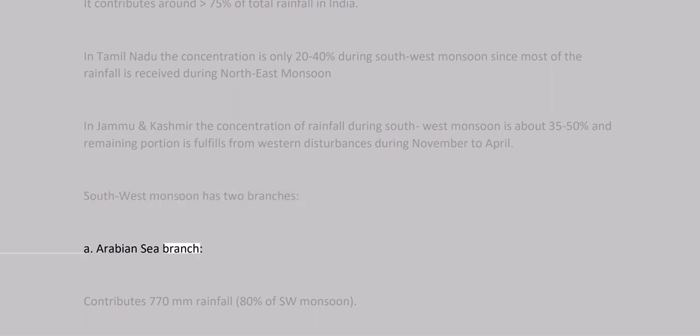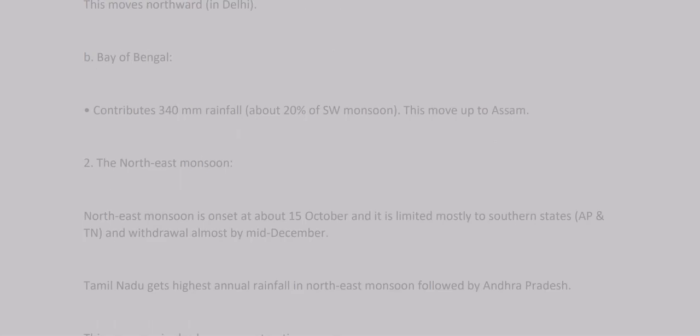A. Arabian Sea branch contributes 770 mm rainfall, 80% of SW monsoon. This moves northward up to Delhi. B. Bay of Bengal branch contributes 340 mm rainfall, about 20% of SW monsoon. This moves up to Assam.